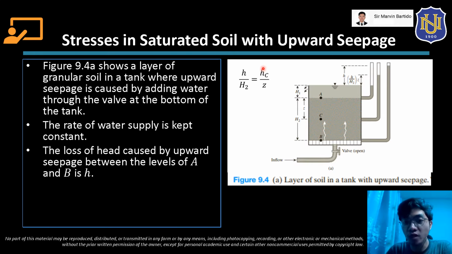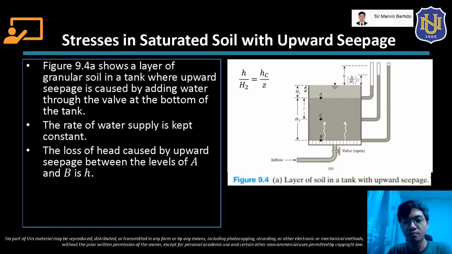So, kung ang kukunin mo is yung head loss between A at C, that is H sub C, that will just be H sub C is equal to H over H sub 2 times Z. Kaya ito yung class, yung H over H sub 2 times Z. So, ito ngayon yung head loss between point A and point C.